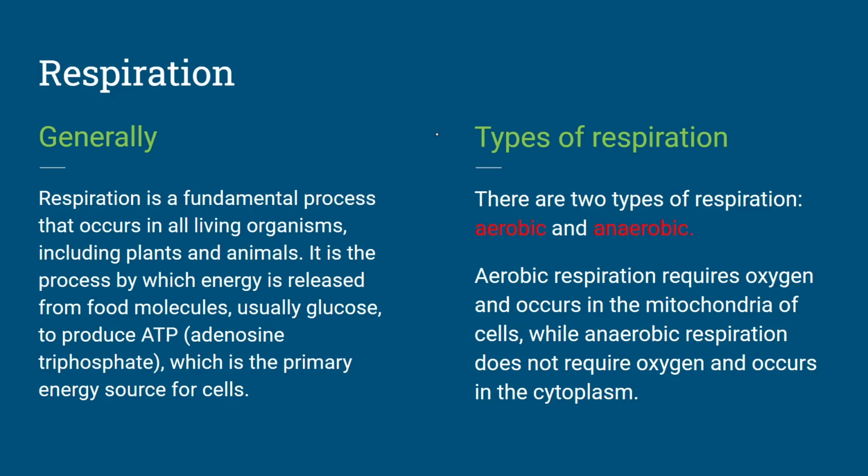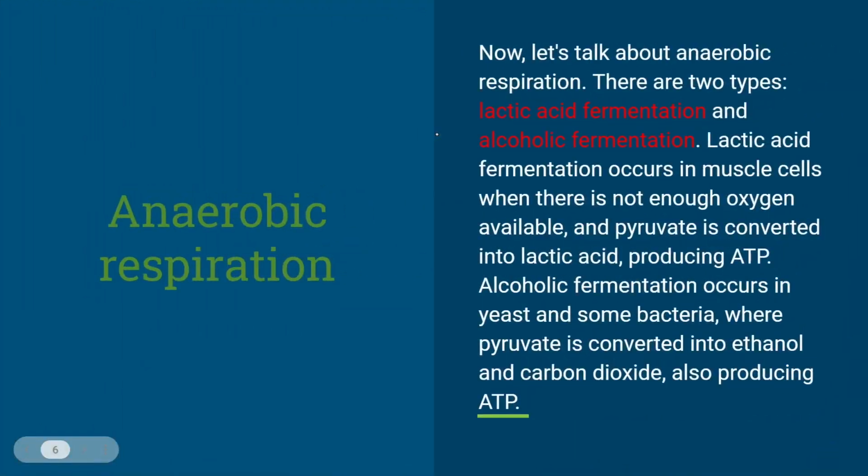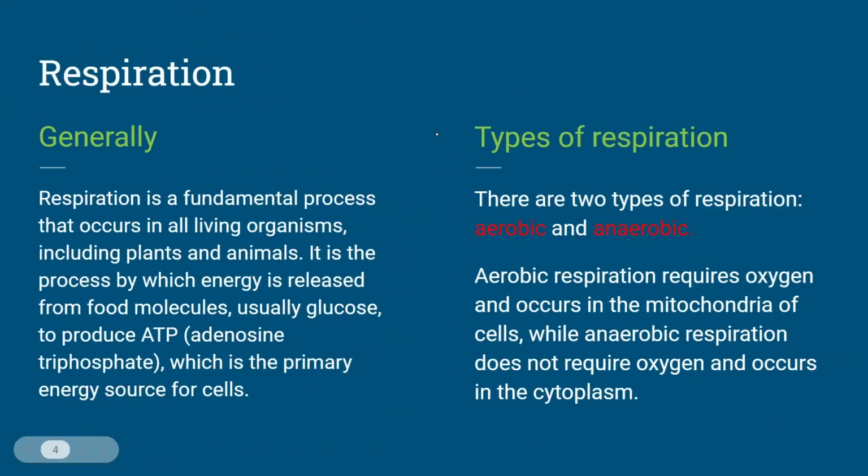So you have two types of respiration. You have aerobic and anaerobic. So aerobic respiration, it requires oxygen and occurs in the mitochondria of cells, while anaerobic respiration does not require oxygen and occurs in the cytoplasm. So this you have to remember. Aerobic occurs in the mitochondria of the cell. Anaerobic respiration, it occurs in the cytoplasm. Okay, we have to remember the location.